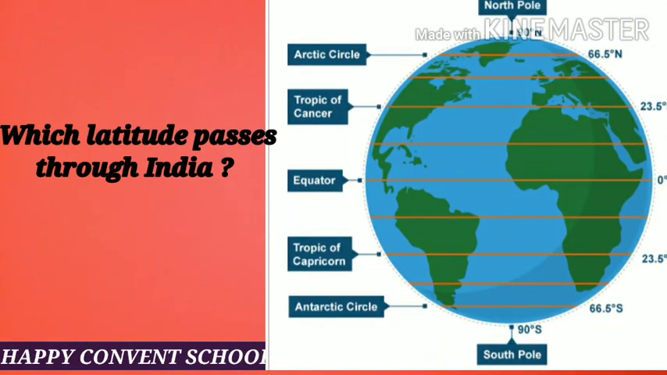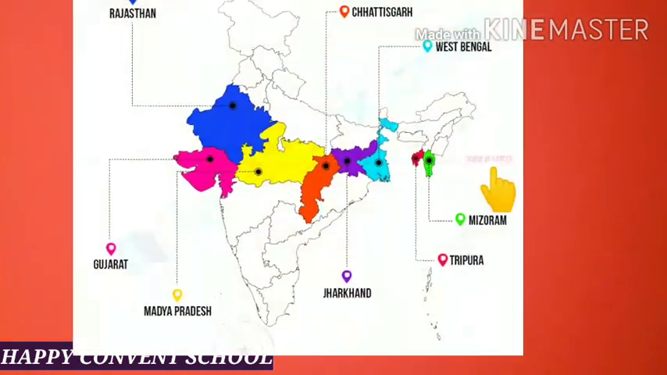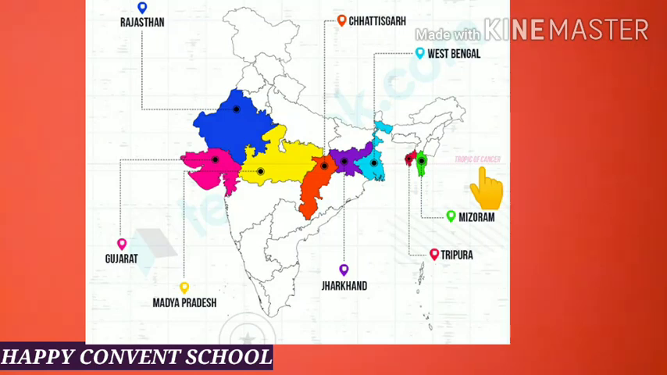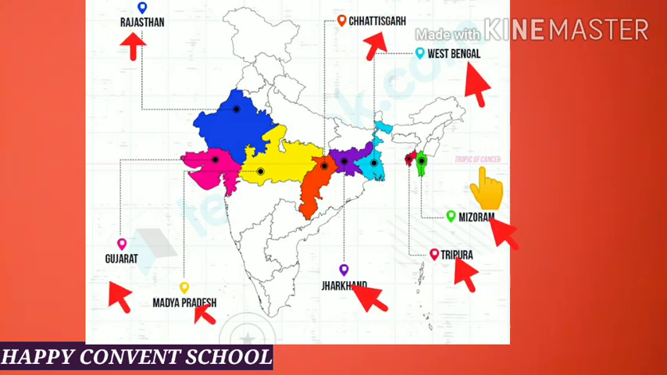So do you know which latitude passes through India? The Tropic of Cancer passes through India, and it passes through 8 states of India, which are Gujarat, Rajasthan, Madhya Pradesh, Chhattisgarh, Jharkhand, Tripura, West Bengal and Mizoram.